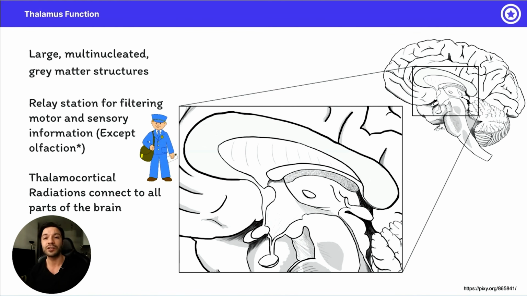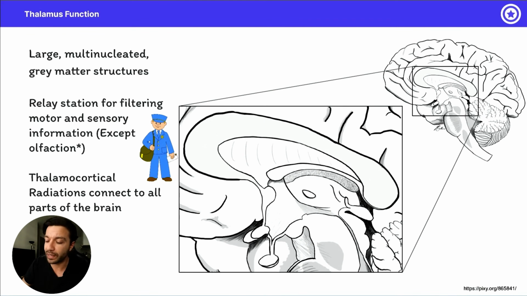And it does this through these radiations called thalamocortical radiations. If you break that down, we have thalamocortical: thalamo coming from the thalamus, cortical going to the cortex. So they're radiations connecting the thalamus to the cortex.